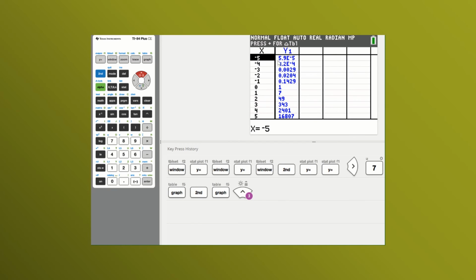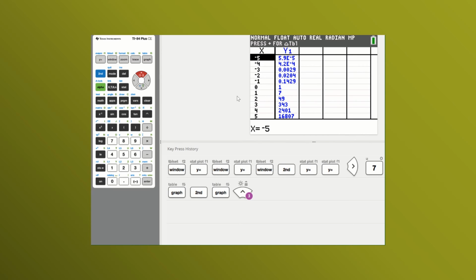You can see that x to the negative 5th is 5.9 times e to the negative 5th. Remember, that's scientific notation. That's really 5.9 times 10 to the negative 5th power. We'd move that decimal 5 places to the left, which means I'd have 4 zeros sitting in front of that 5 after the decimal point. Getting really, really small, but it's never going below 0.